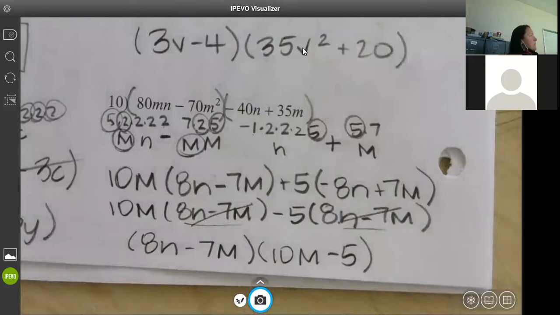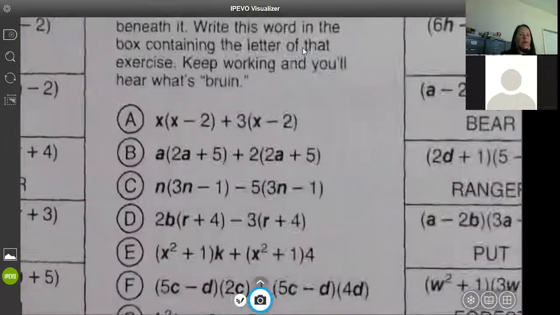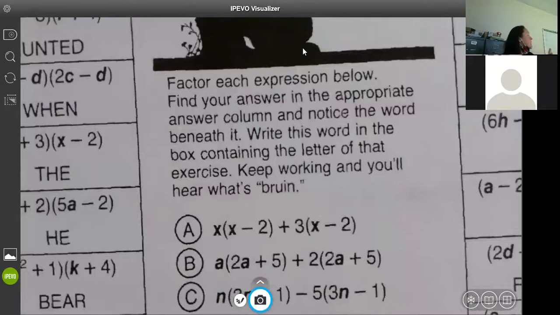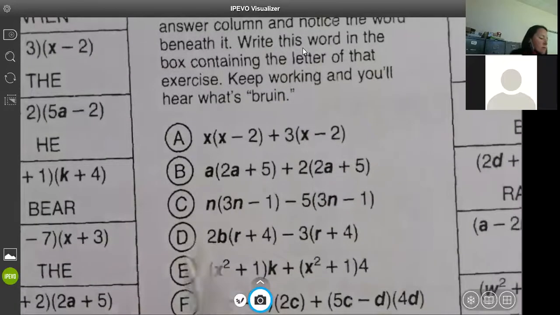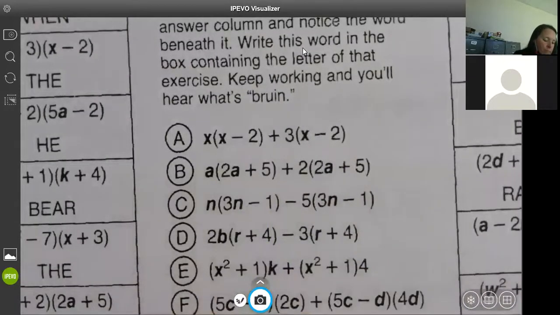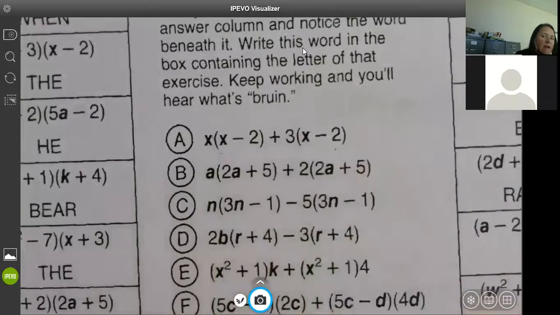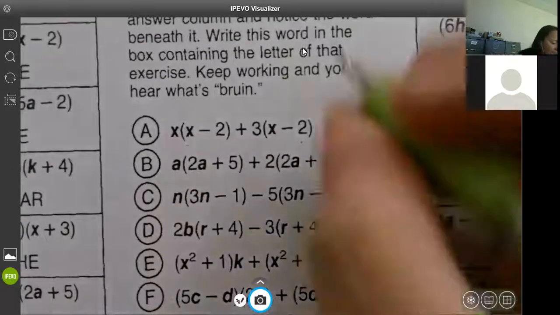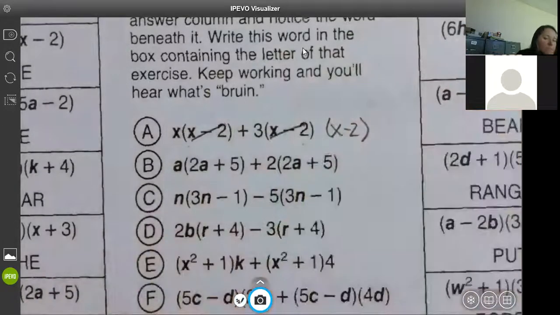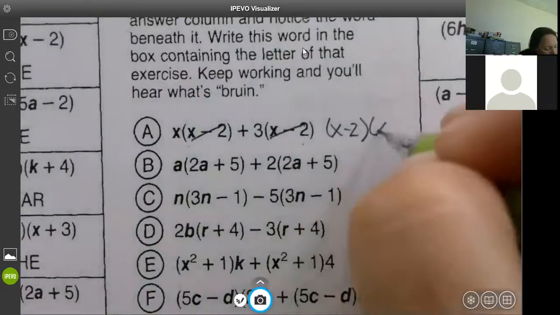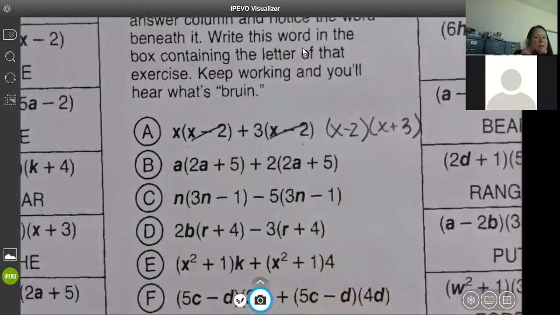Any questions? All right. When you look at your next part of your packet, this is literally going to take you maybe 5 minutes, okay? It's already grouped and GCF'd for you. So right here, what do you have in common? X minus 2. And then what did they leave outside? X plus 3. Now, they may be in reverse order.